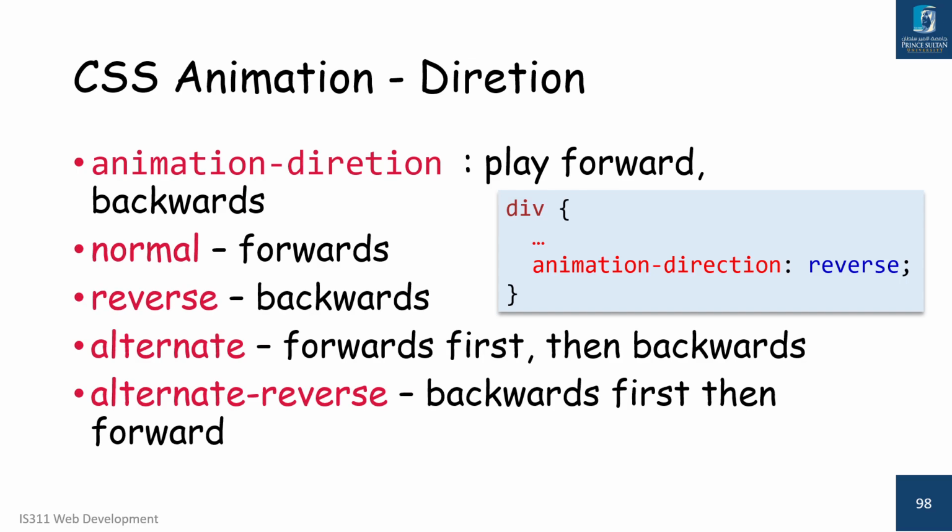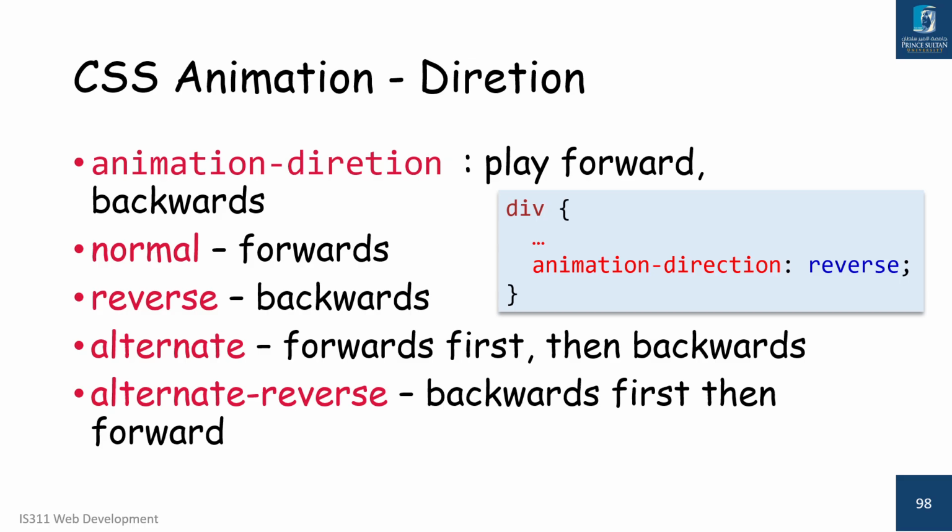We also have this one, normal, that is forward, the default behavior. The animation direction is always normal. If you want to make it reverse, we can do that. If you say alternate, I mean, if you are repeating the animation multiple times, the first time it is forward, the second time it is backward, again forward, backward, forward, backward. So it alternates between these two directions. When you say alternate-reverse, it will start with reverse and then forward, reverse, forward, reverse, forward. Making sense?